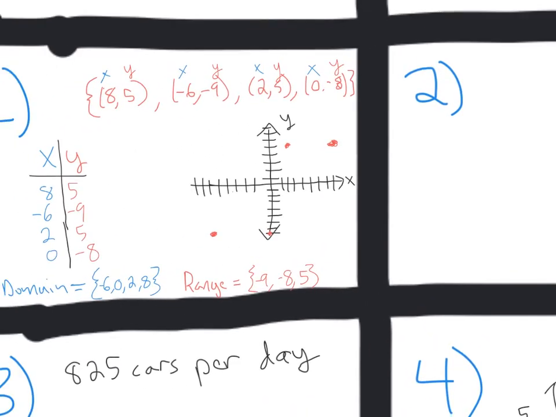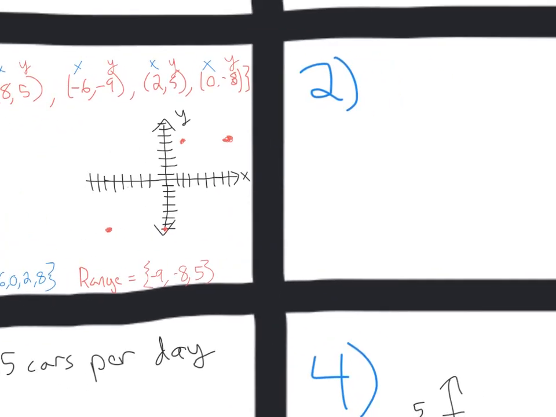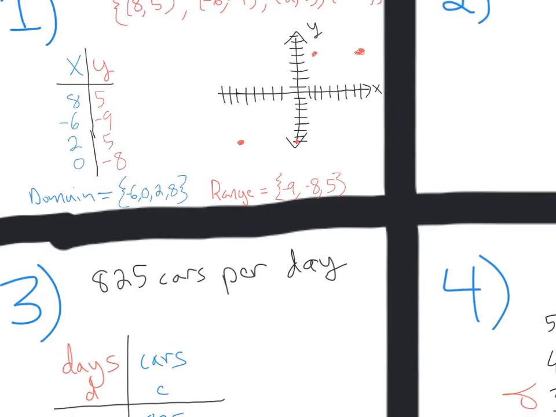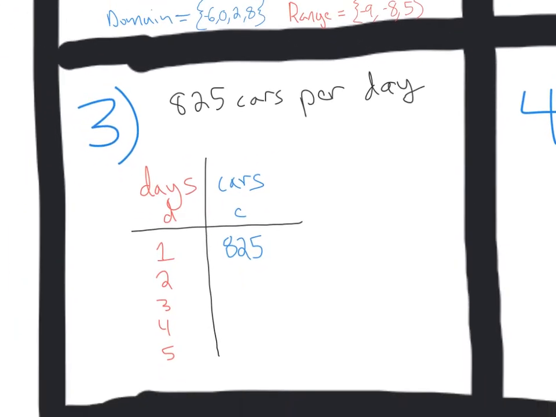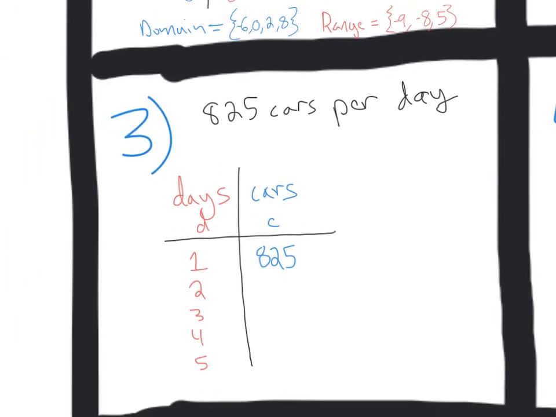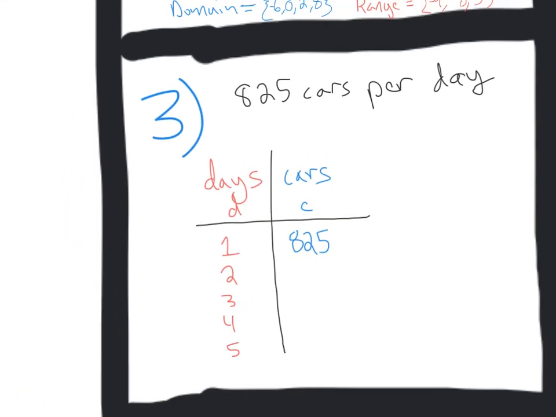Alright, let's go on to number 3. Number 2 is exactly like number 1, just with some fractions. But same deal for domain and range. Okay, number 3 says we've got 825 cars per day, and they ask you to create a table of values for 1 day, 2 days, 3 days, 4 days, and 5 days. So I pretty much did this for you already.